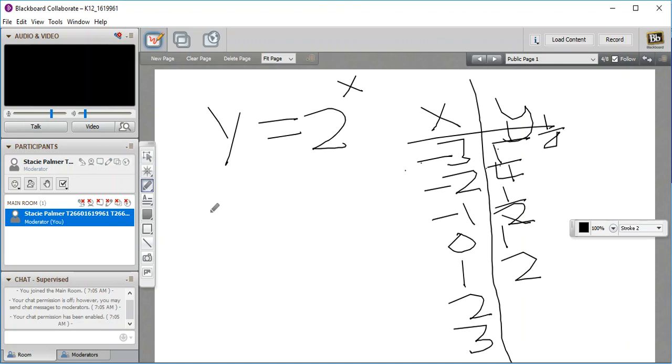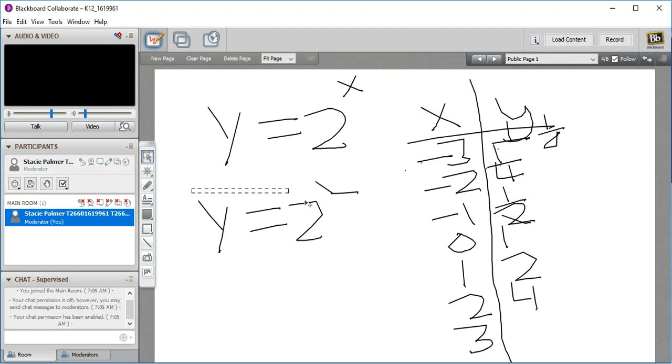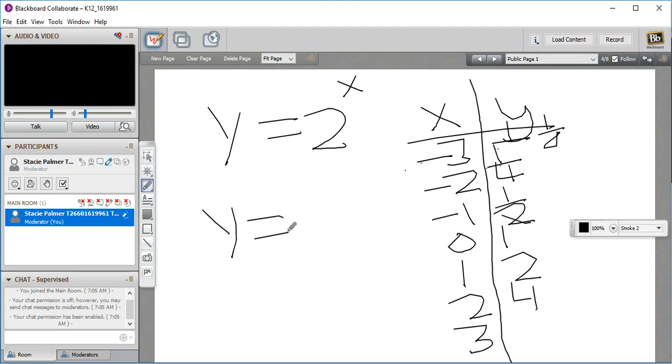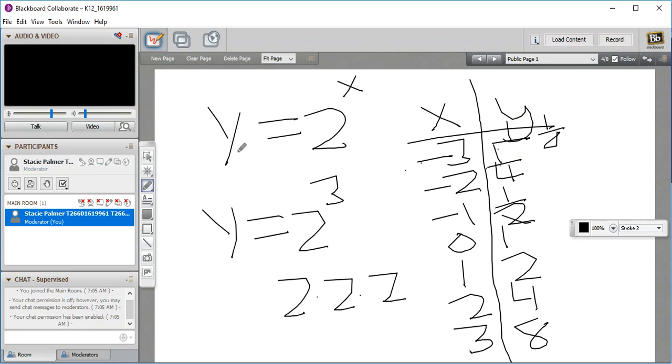Next one, if we let the x be a 2, that would be a 4. And the last one, y equals 2 to the third. If we let the x be 3, y is going to be equal to 2 times itself 3 times, which is 8. Okay, so here is our table of values for y equals 2 to the x. We're going to go ahead and graph this in just a minute.